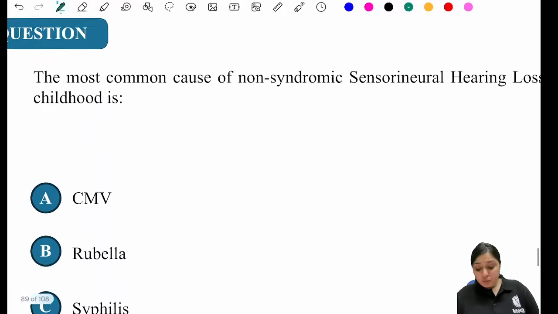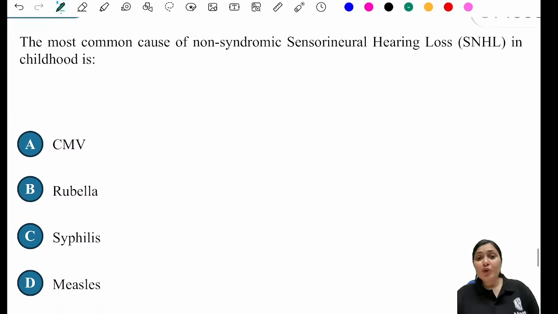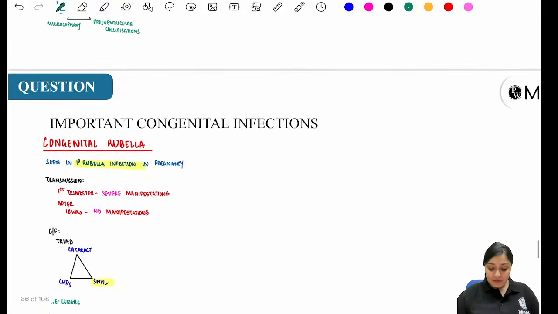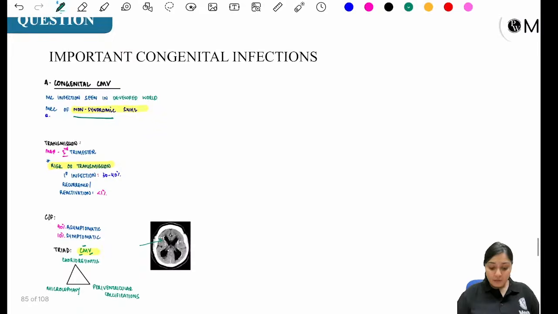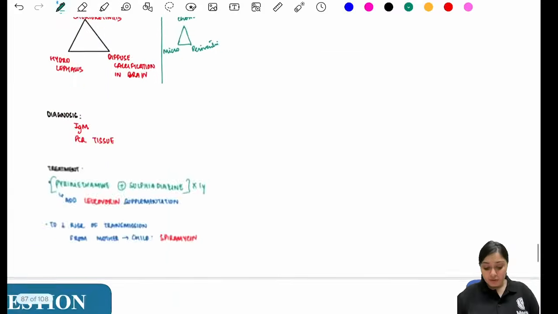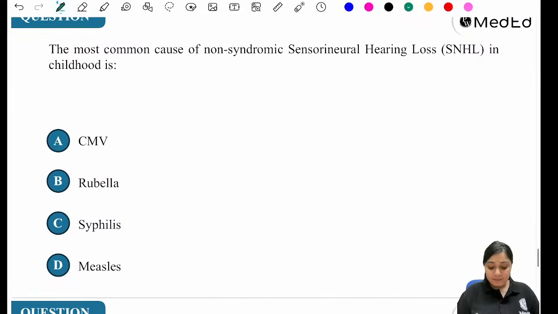Now let's move to the next question. It is a follow-up question only. So most common cause of non-syndromic SNHL in childhood. Remember, where did we discuss this? We discussed this over here, congenital CMV. It is the most common cause of non-syndromic sensory neural hearing loss. So here the answer is A, CMV.